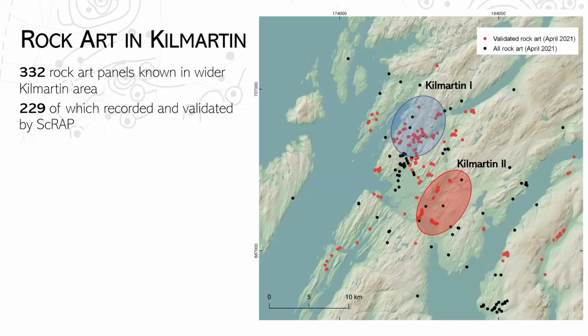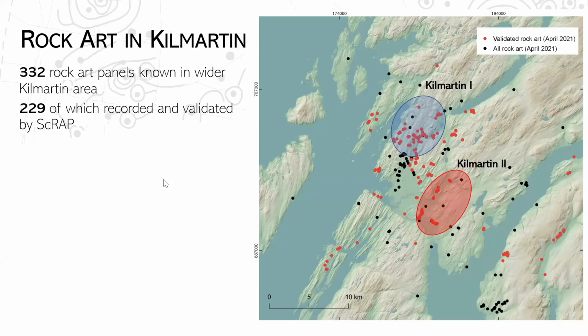So I'm going to now pass on to Linda. Yes, so I will introduce a bit more about the data analysis that Joanna and I have been conducting since I started in SCRAP. So in the Kilmartin area, there are about 332 rock art panels in the wider area, of which 229 have been recorded and validated by SCRAP.